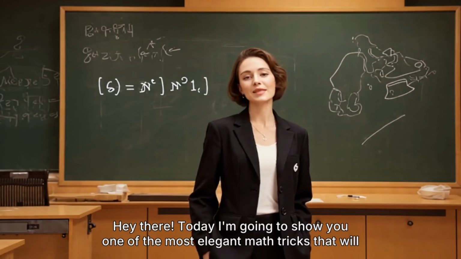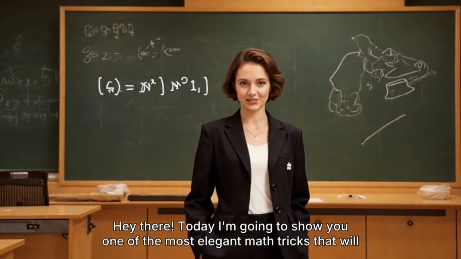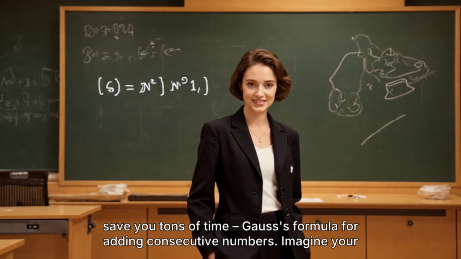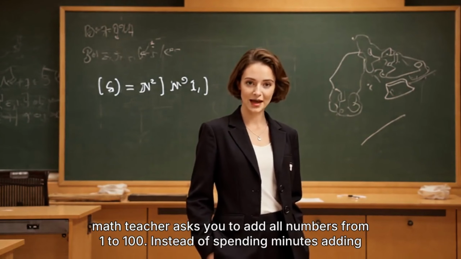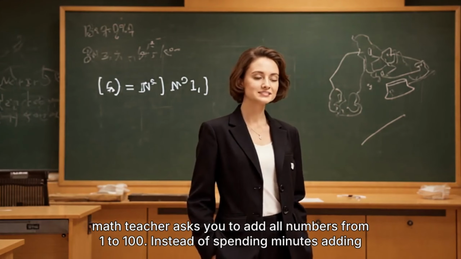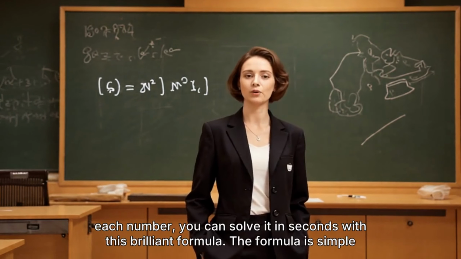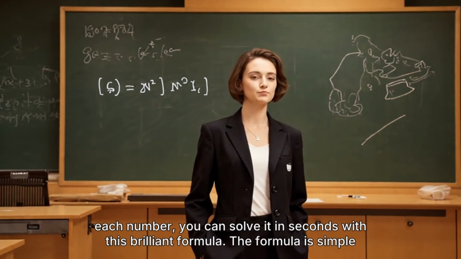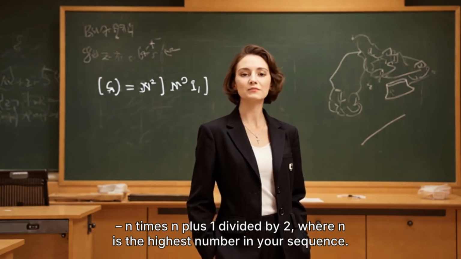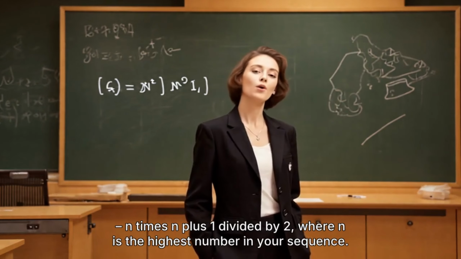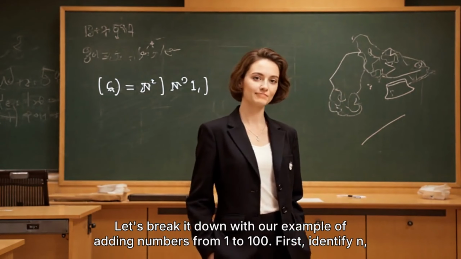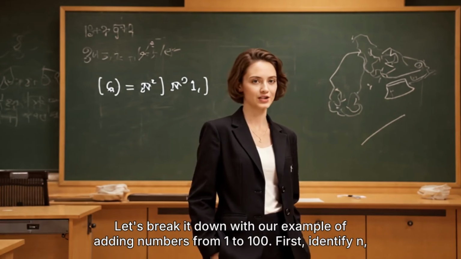Hey there! Today I'm going to show you one of the most elegant math tricks that will save you tons of time: Gauss's formula for adding consecutive numbers. Imagine your math teacher asks you to add all numbers from 1 to 100. Instead of spending minutes adding each number, you can solve it in seconds with this brilliant formula. The formula is simple: n times n plus 1 divided by 2, where n is the highest number in your sequence.